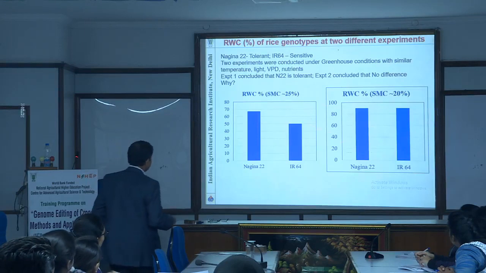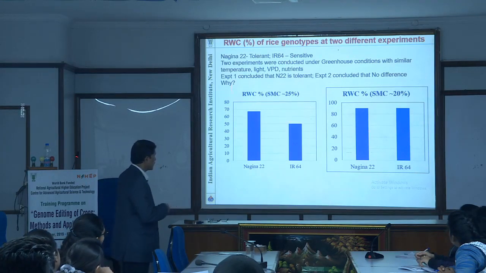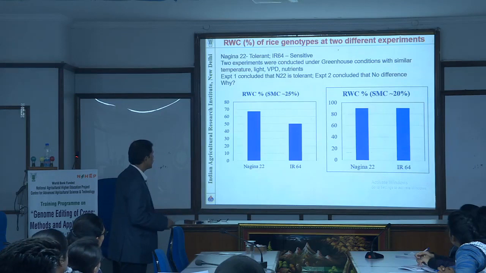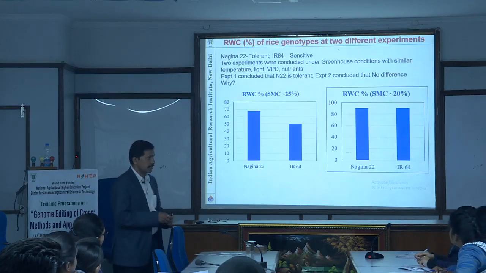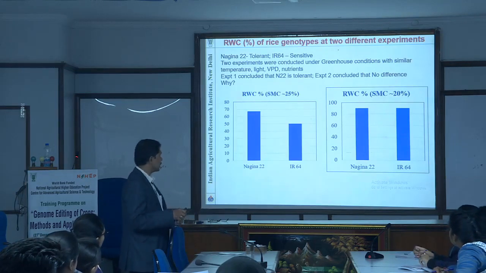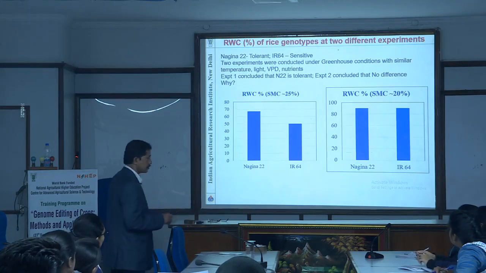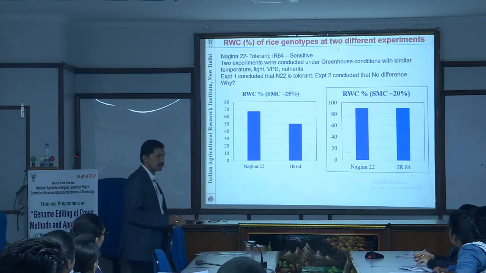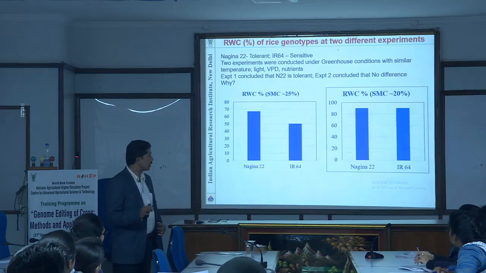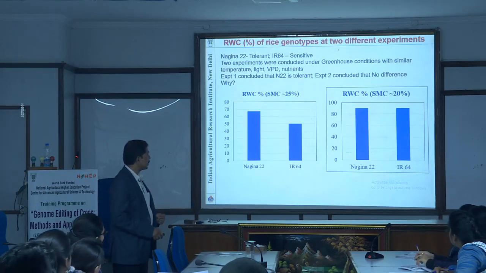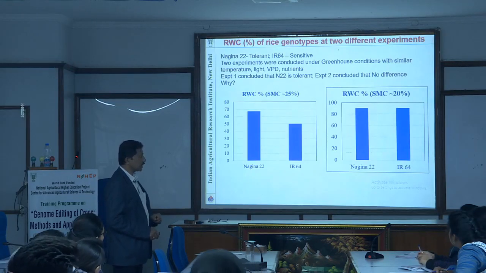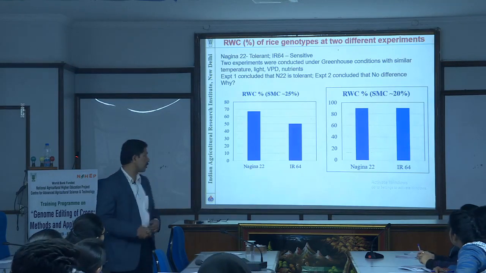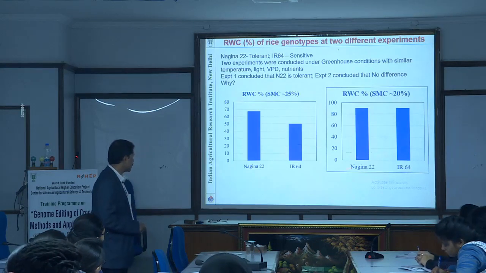So here some examples are given. If you see in the literature, in many papers you find that we conducted the experiment and the soil moisture, often it is not given. It will say 15 days water was withheld. So it doesn't say anything about the stress, you only know that water was not given for 15 days. And some people give soil moisture content. That is also not sufficient to understand whether stress was there or not. Here I have given some examples to illustrate that.